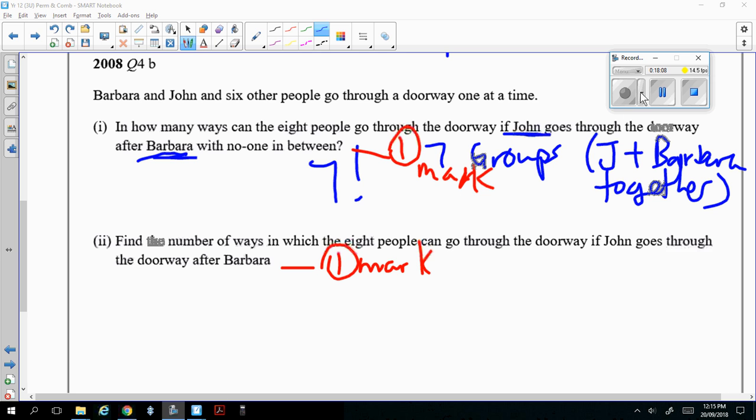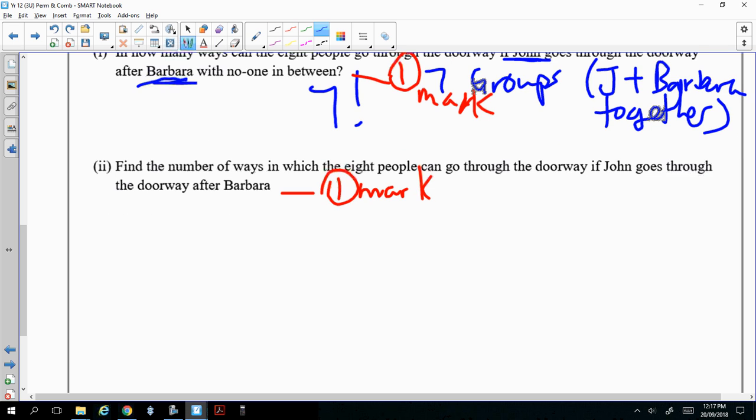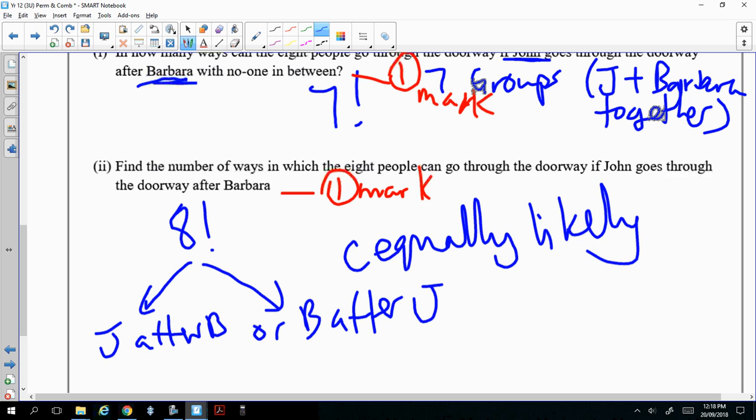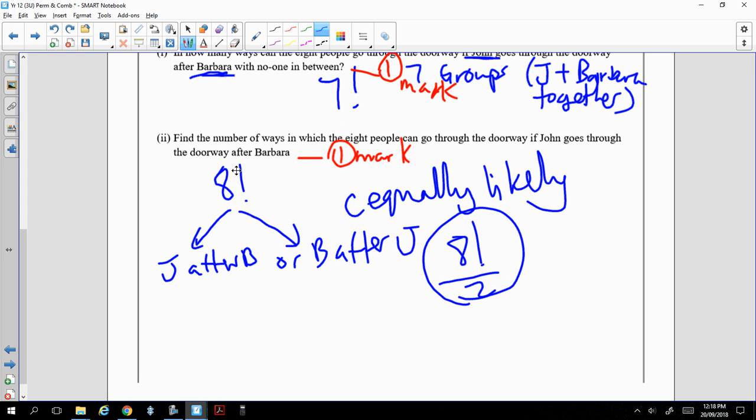Excellent. Yeah, because of all the possibilities, John after Barbara or Barbara after John are both equally likely. So therefore, it's actually 8 factorial divided by 2. Yeah, you could call it 2 factorial, the same thing, but there's only 2 ways. With 3 people it's a bit hard, because it's not really 2 ways, it's like 3 ways.